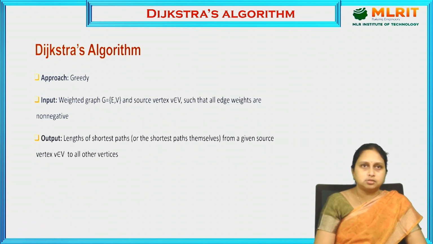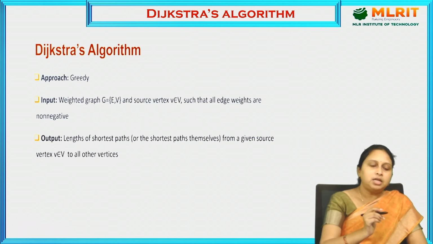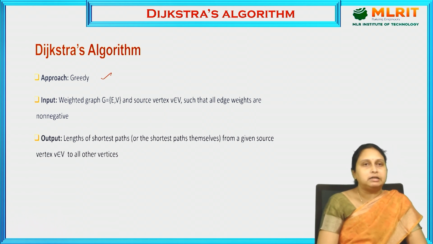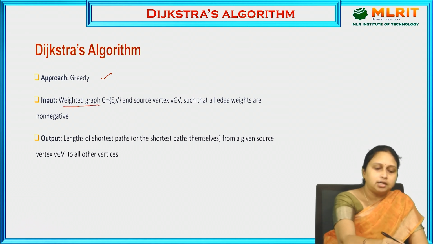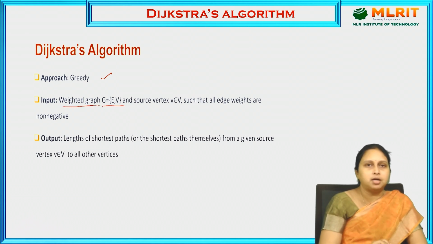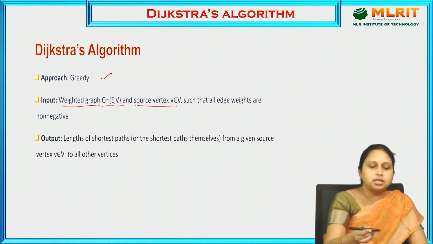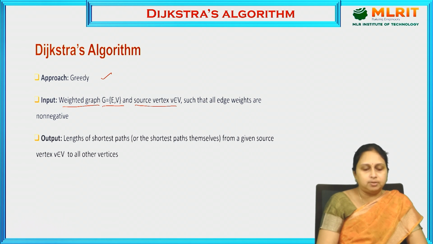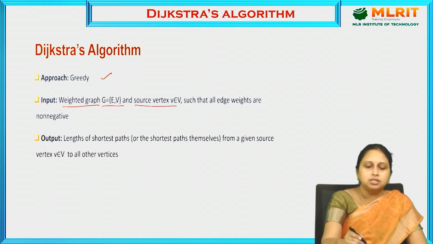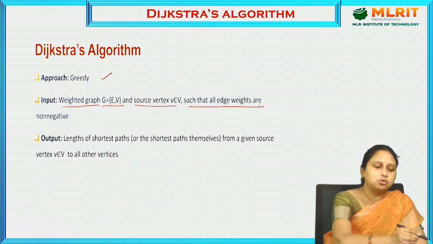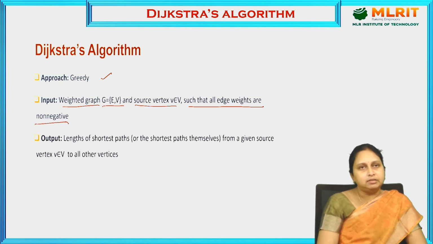Now, what is Dijkstra's algorithm going to do? The main approach we use here is a greedy approach. What is the input this algorithm will take? It takes a weighted graph G equal to (V, E), where E is the edges and V is the vertices, and a source vertex v belonging to V, such that all edge weights are non-negative. In Dijkstra's algorithm, all weights in the graph are non-negative. That is the main input we need to give for the Dijkstra algorithm.